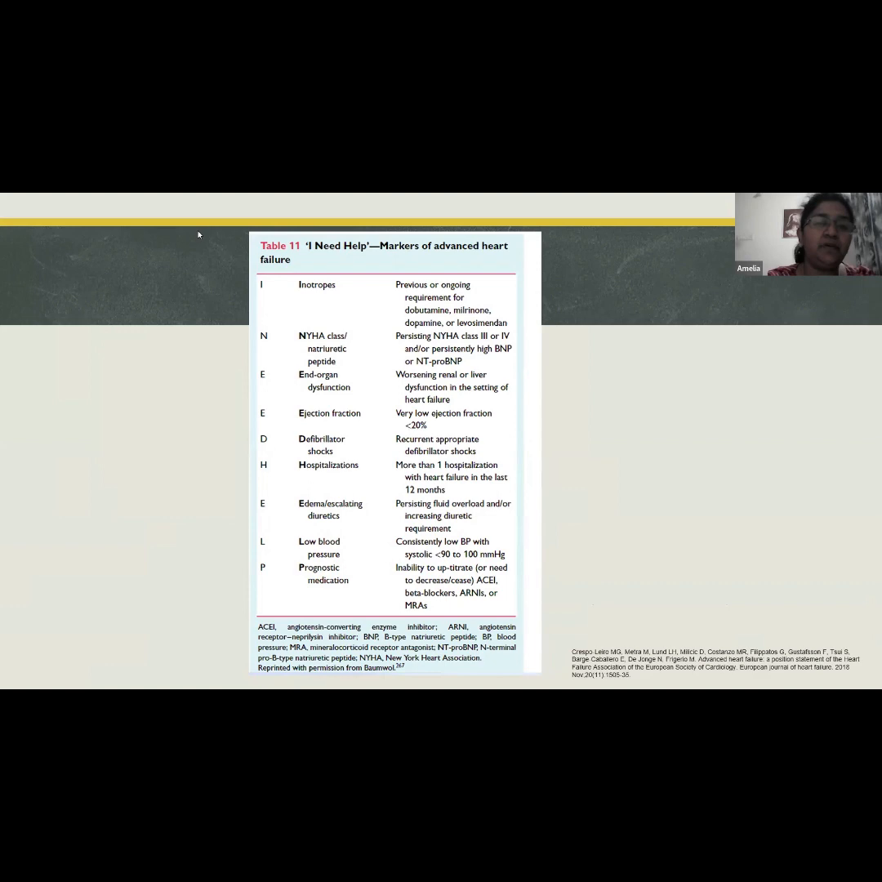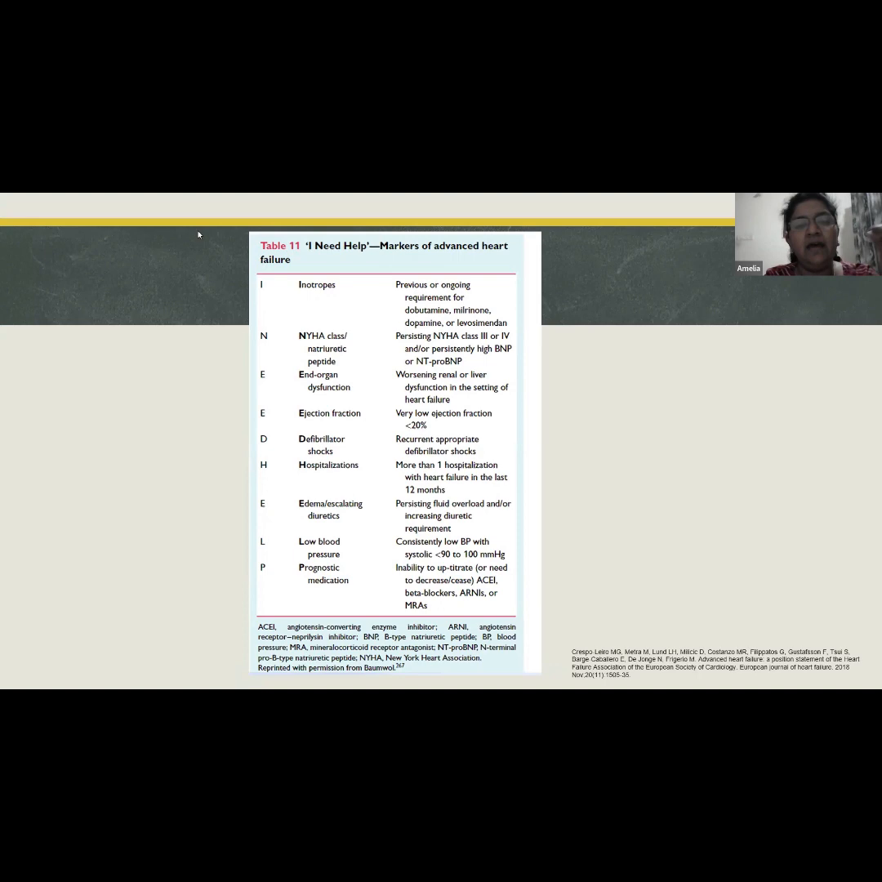The points we would have to understand are: when do I use the inotropes? Is there a use, and which inotrope do I use? What is the heart condition before I start the inotropes? What is my NYHA classification? Am I in the earlier stages or later stages? Is there any end organ dysfunction? What is the ejection fraction? Because the lower the ejection fraction, the less I am going to have the benefit of an inotrope the way I would expect.